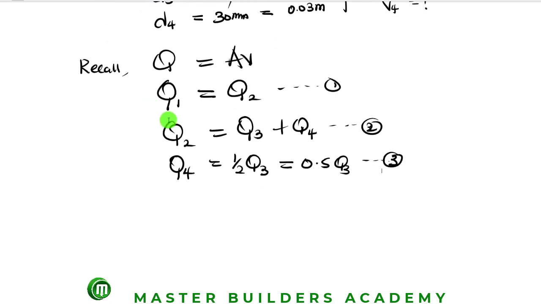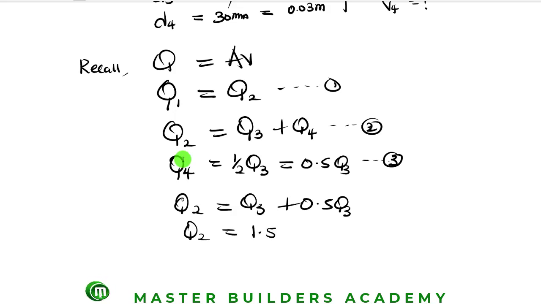Now, to reduce this further, since we already know Q4 in terms of Q3, we can come to equation 2. Anywhere we see Q4, we put in 0.5 Q3, so that Q2 from equation 2 becomes Q3 plus 0.5 Q3. As you can see, in place of Q4 in equation 2, I just put in equation 3. So Q2 becomes 1.5 Q3. This we will call equation 4.